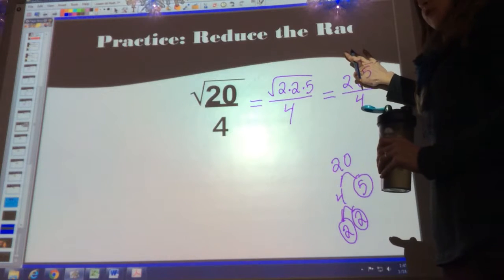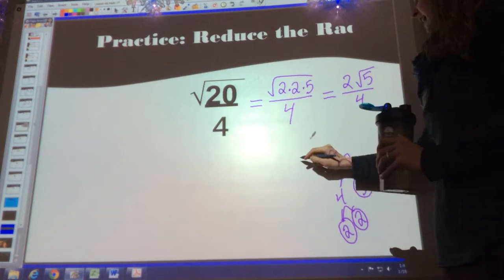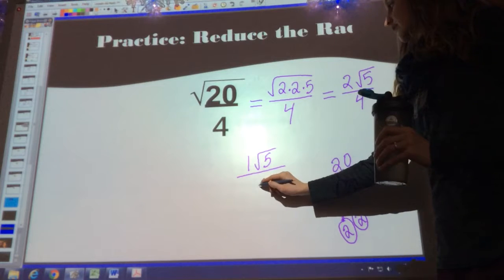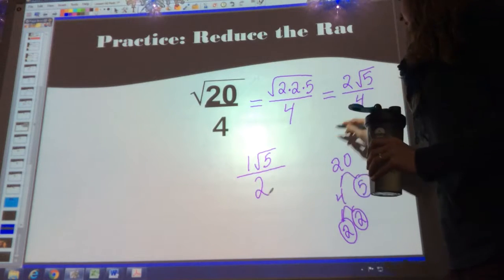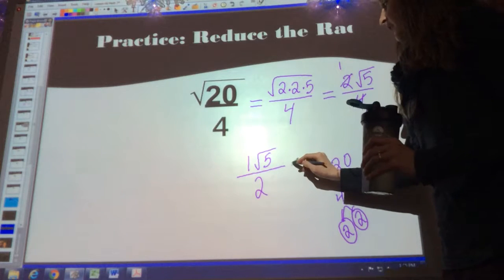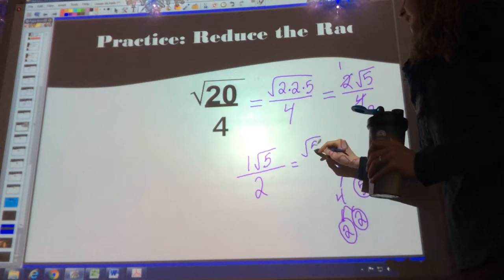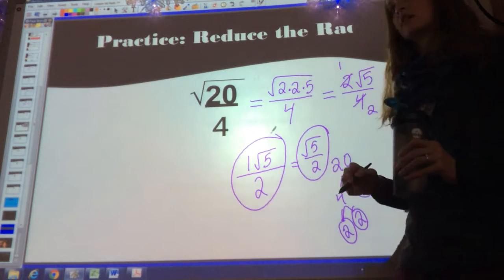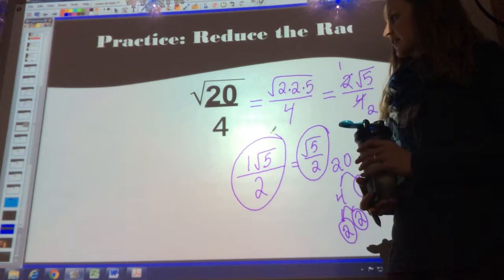But what is 2 over 4 reduced to? 1/2. Very good. So we're going to have then 1 square root of 5 all over what? 2. Very good, because 2 goes into 4 twice, 2 goes into 2 once. So we can write our answer like that, or you could also write the square root of 5 over 2, because both of these mean the same thing. Exactly.